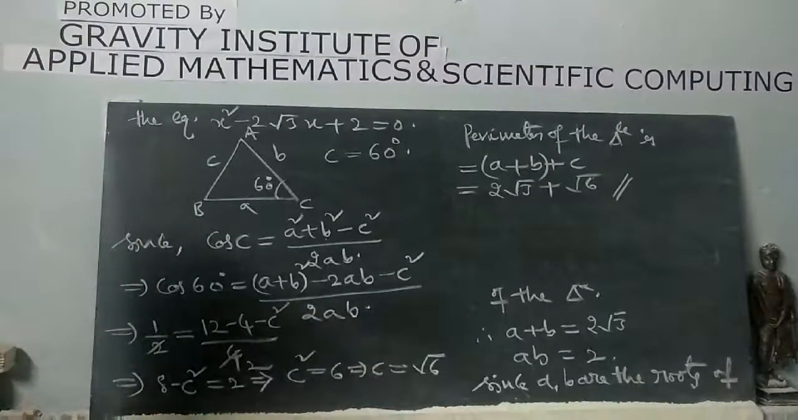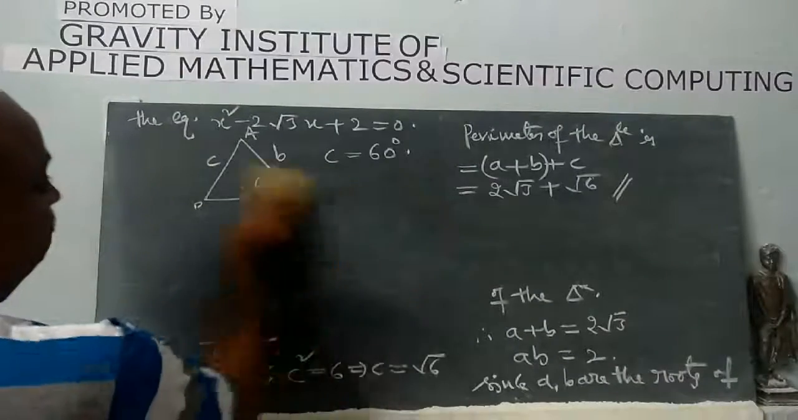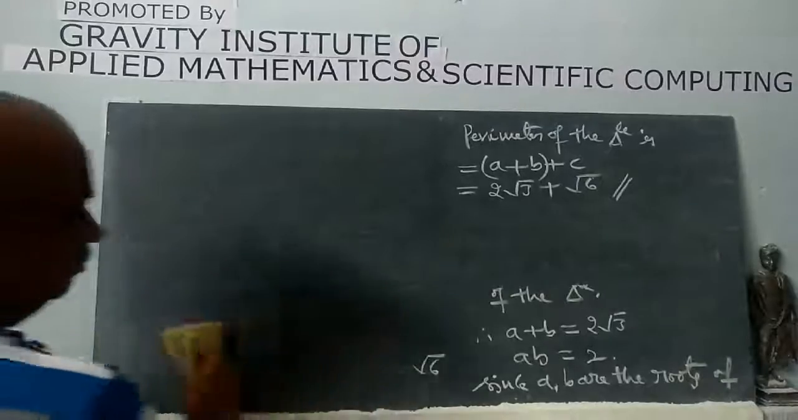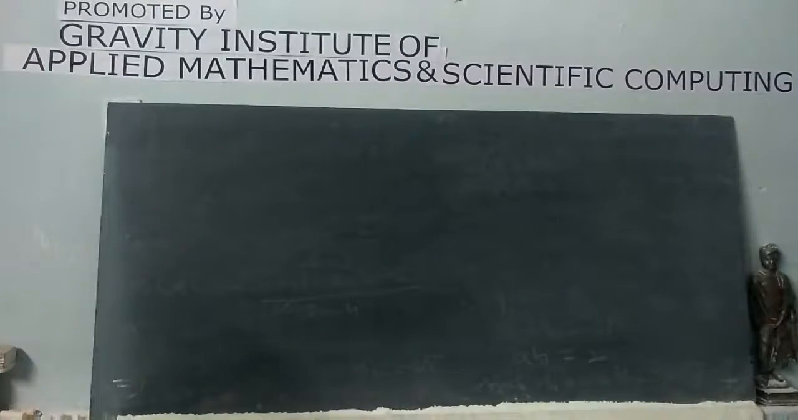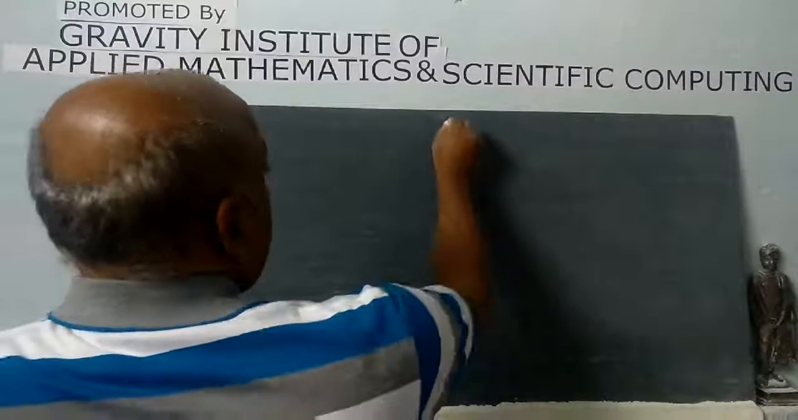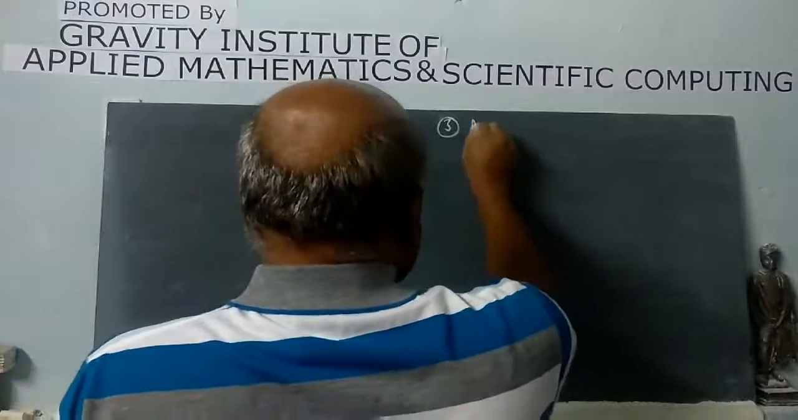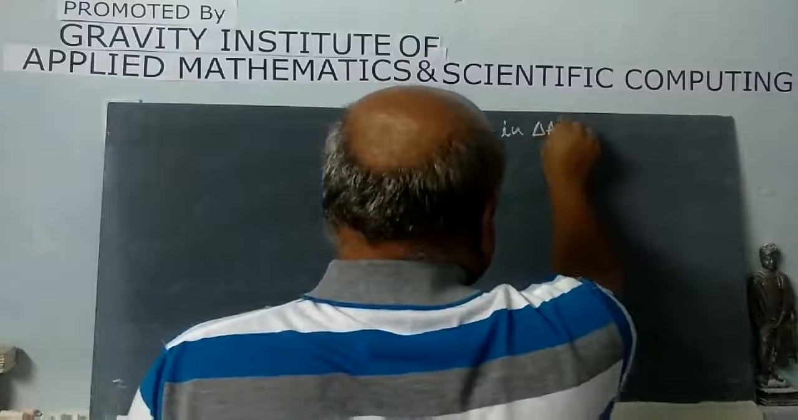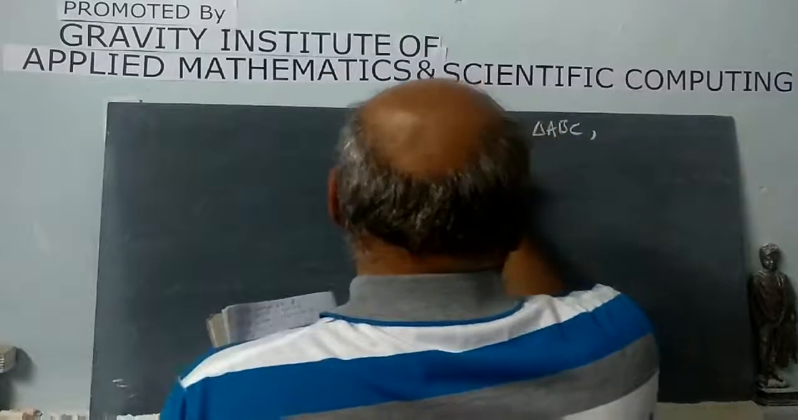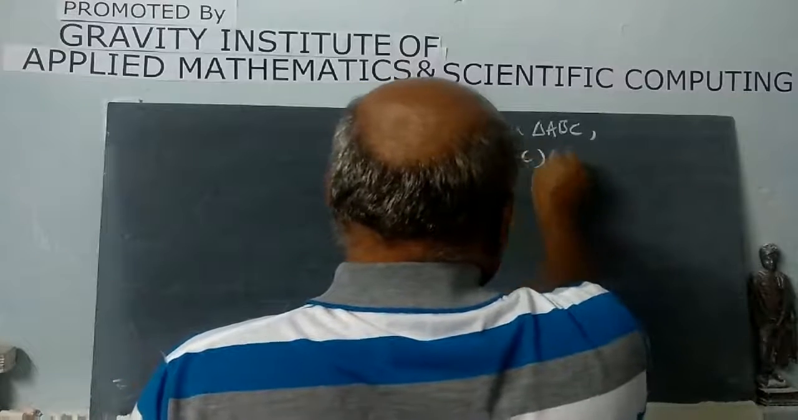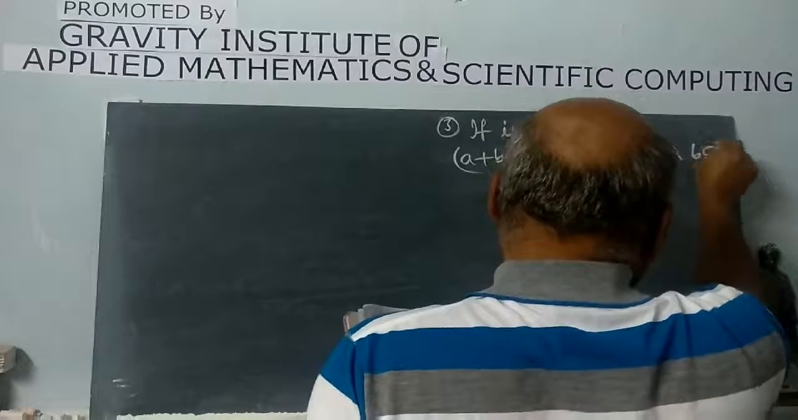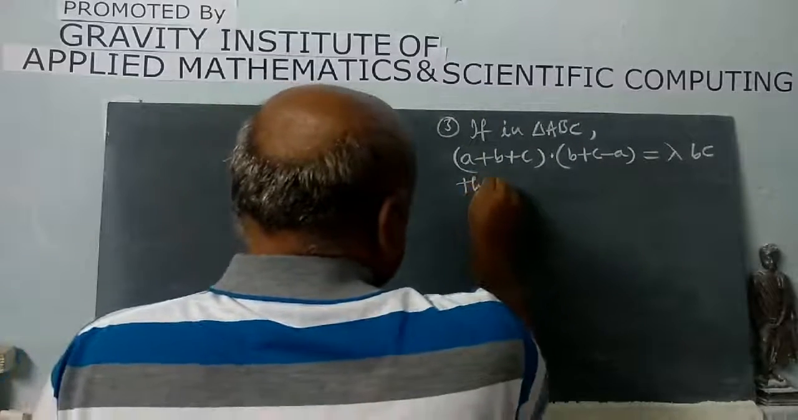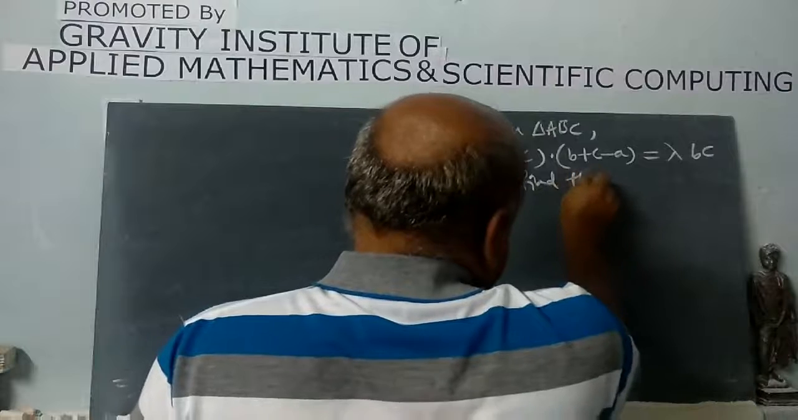Next, third problem. If in triangle ABC, (a plus b plus c) into (b plus c minus a) is equal to lambda into bc, then find the range of lambda.